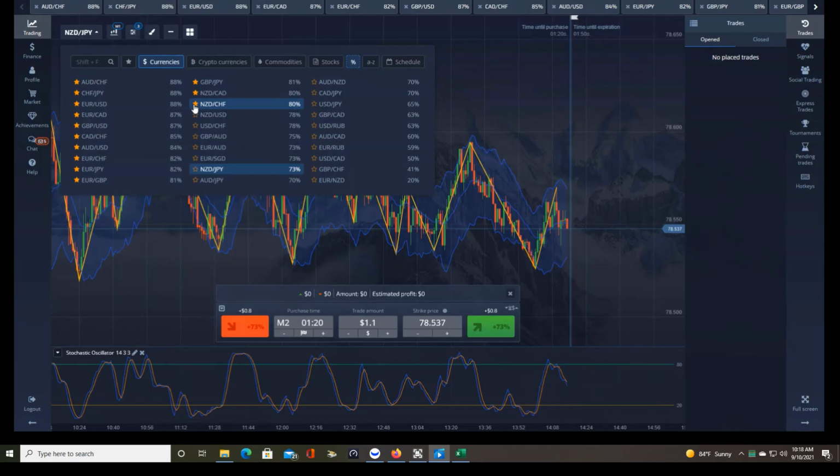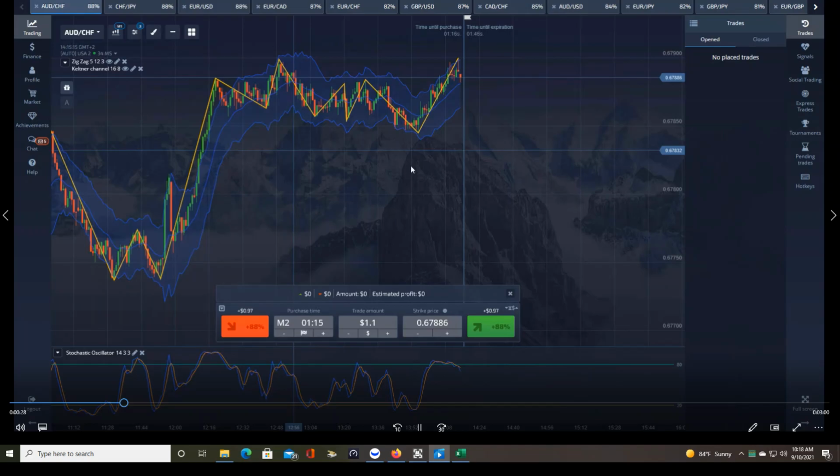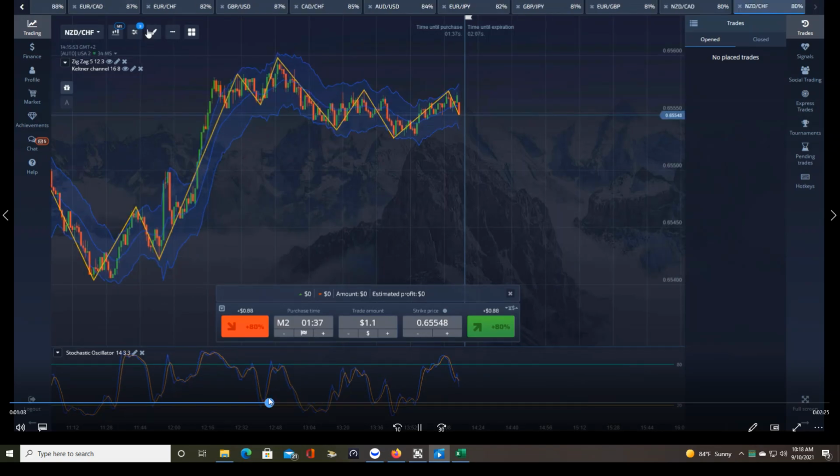Now I'm looking for the trade setup, just clicking through the different tabs. I'm going to fast forward here and we'll see the trade that I did take. I only took one trade this morning.